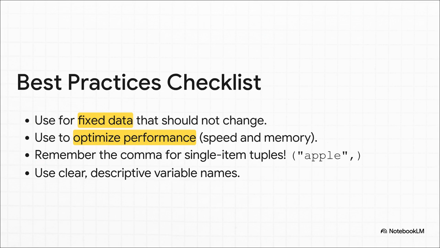Let's wrap it all up with a quick best practices checklist. 1. Use tuples for data that should be fixed. 2. Use them to optimize performance when you don't need to make changes. 3. I'm going to say it one last time. Remember that comma for single item tuples. And 4. Use clear variable names, like something in all caps, to signal to other developers and your future self that this data is a constant.